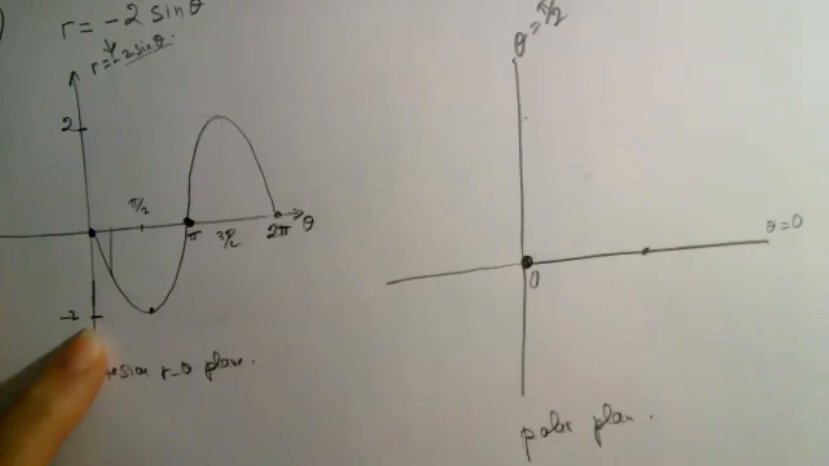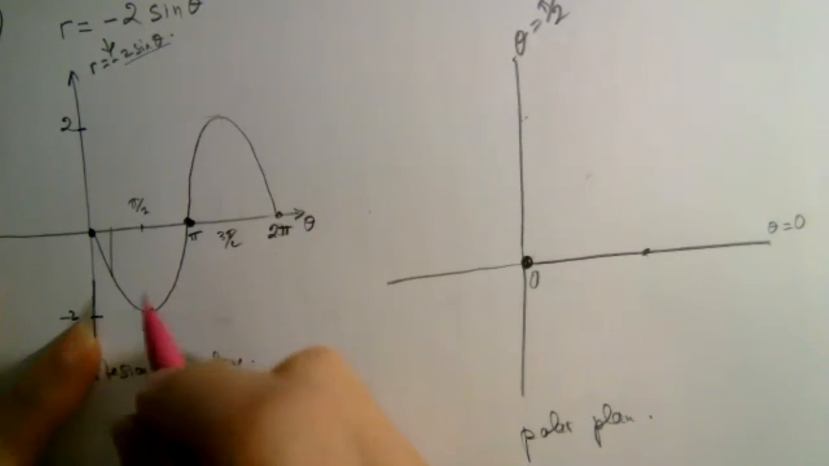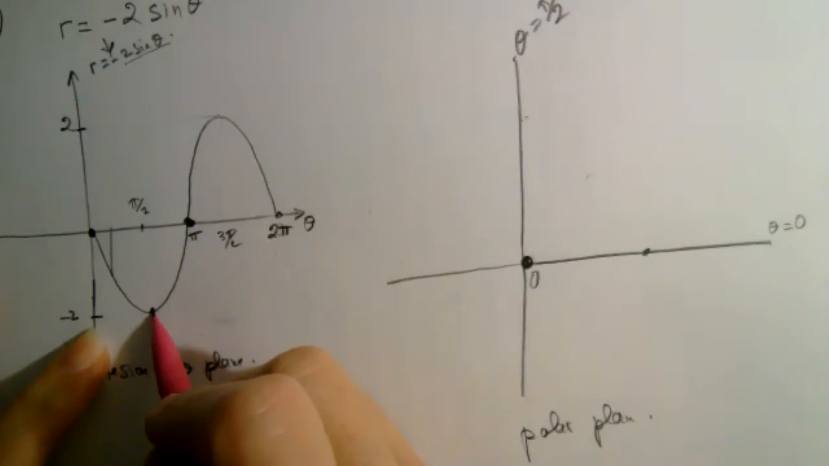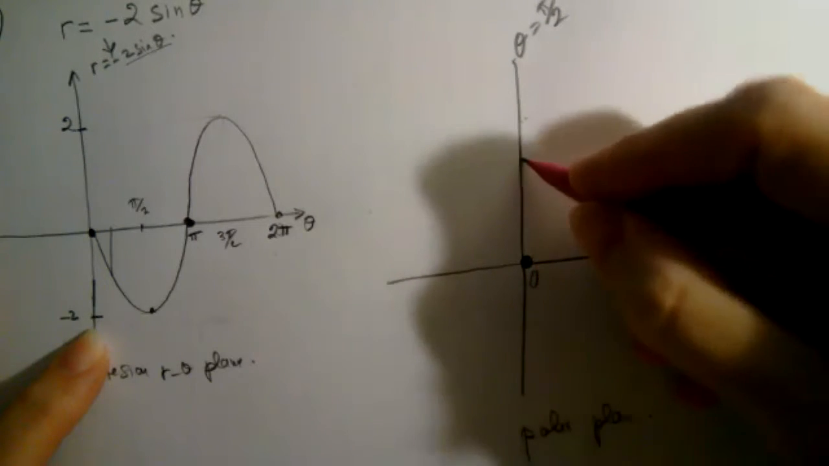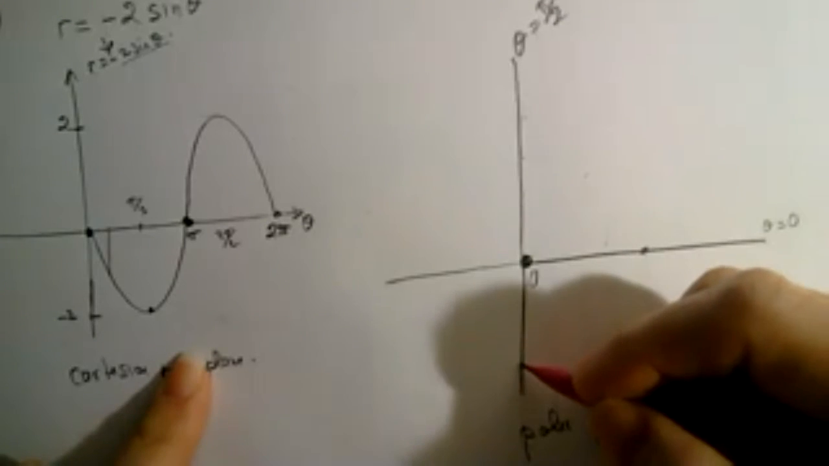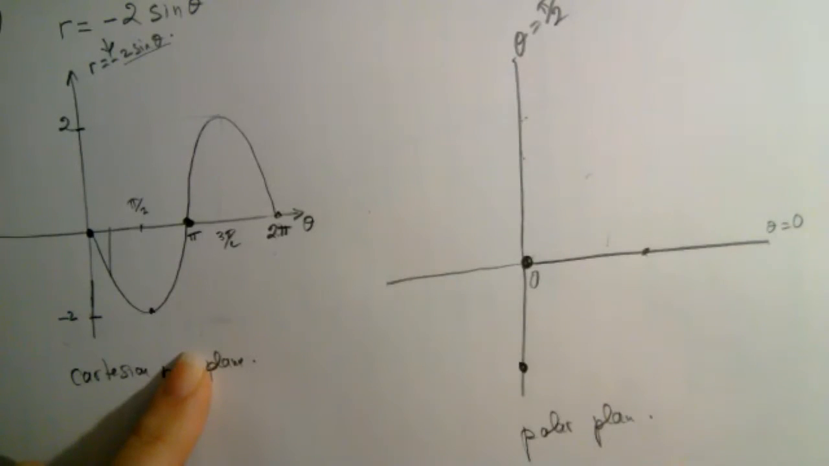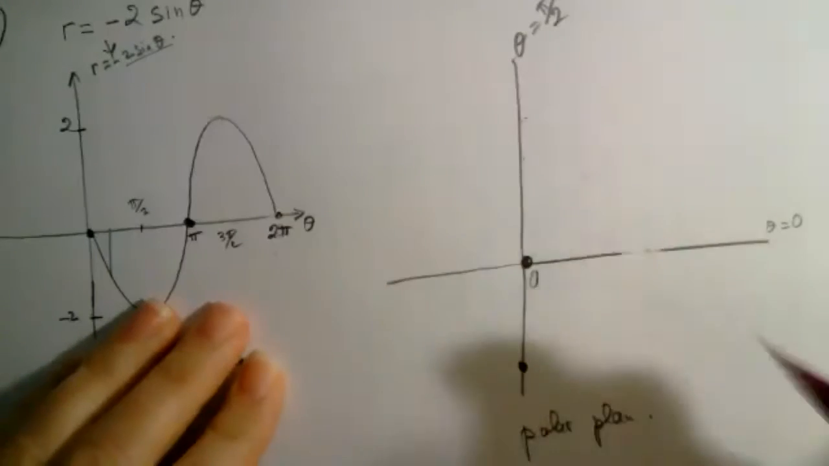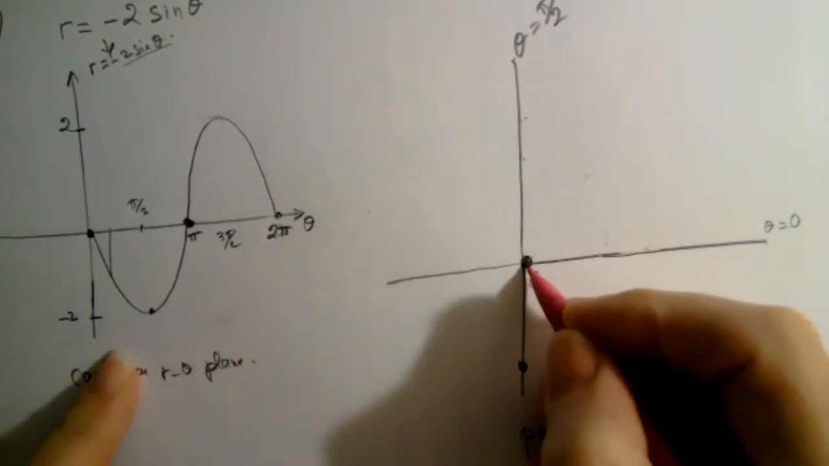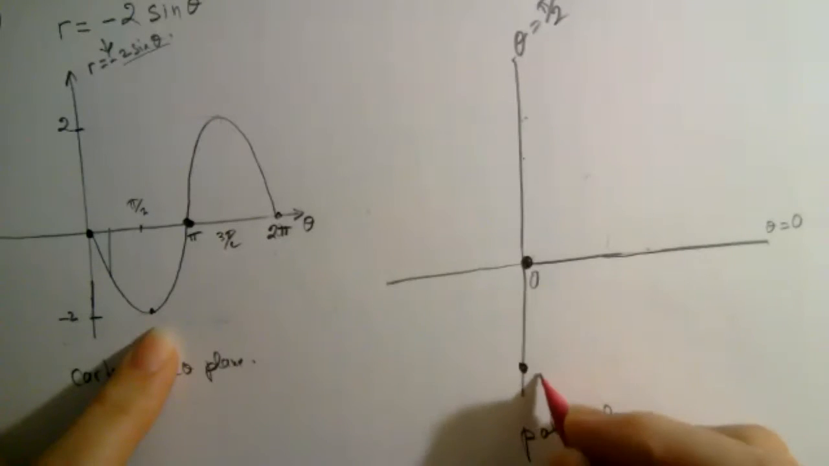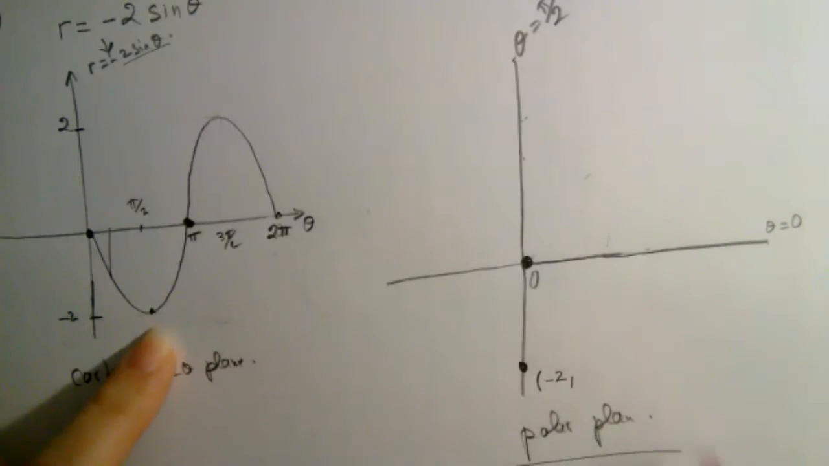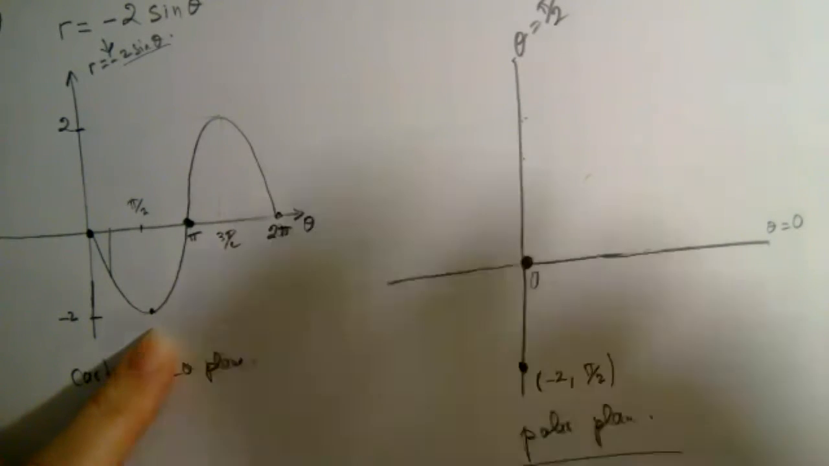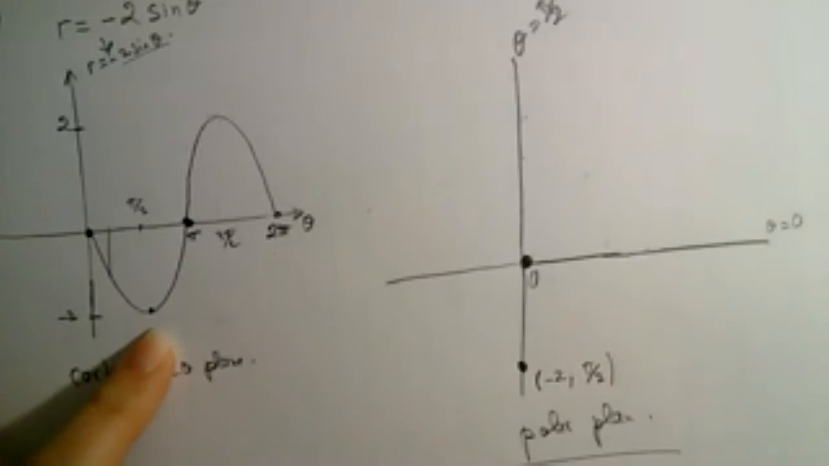Right there. The other important point seems to be pi over 2. When theta is pi over 2, r is minus 2. So when theta is pi over 2, the r is right there. So I'm going to erase this point because I don't want this to be confused. So at theta 0 here, at pi over 2, I am right here. So this point is basically minus 2. Remember, everything here is in polar coordinates. These are polar coordinates. Just make sure we focus on that.